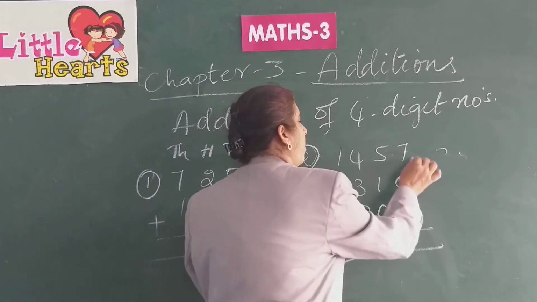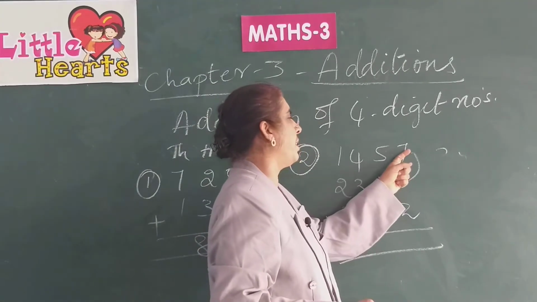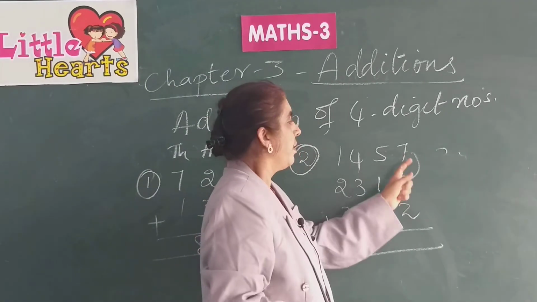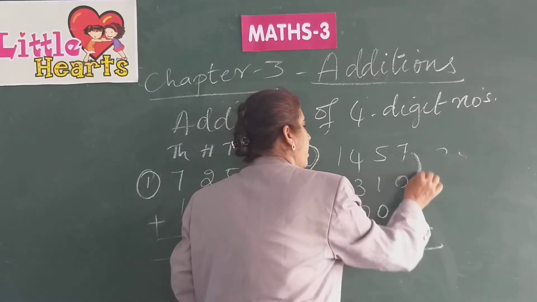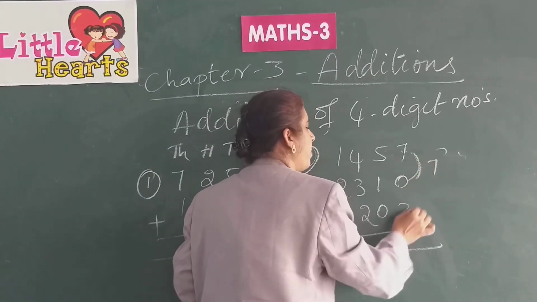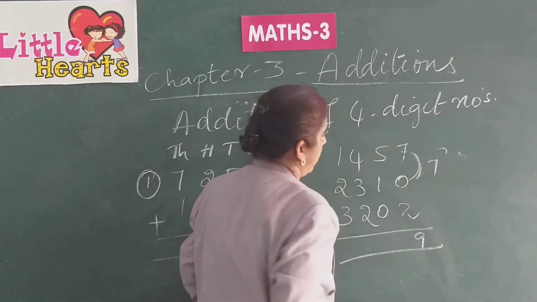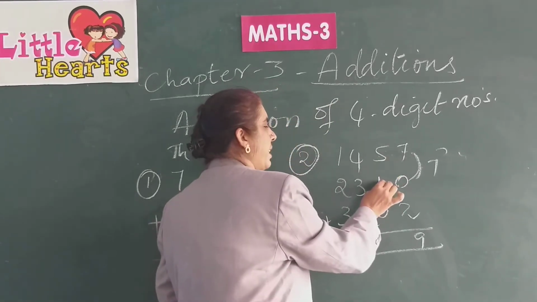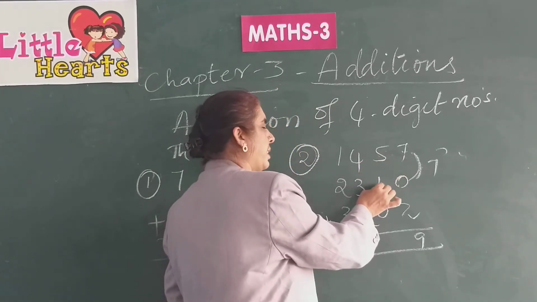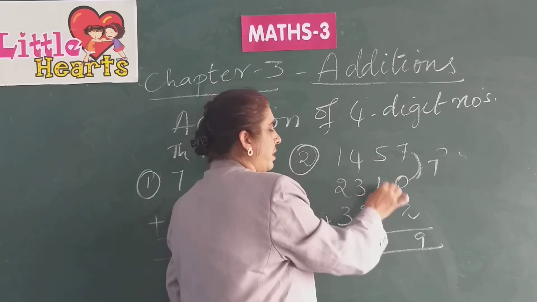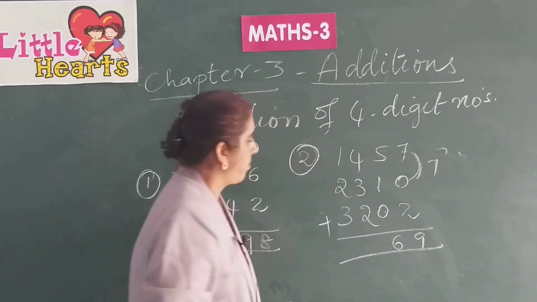Seven plus 0 is 7. I already told you 0 plus any number is the same number, 7. And 7 plus 2 is 9. 5 plus 1, 6. If 1 is added to any number, we get the next number. 6 plus 0 is 6.